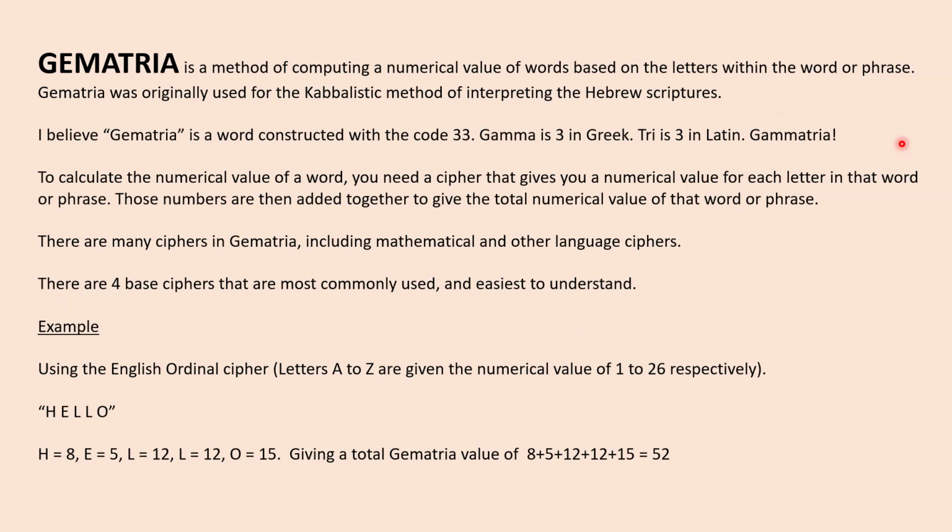So an example, using the English ordinal cipher, the easiest, letters A to Z are given the numerical value of 1 to 26 respectively. So if we take the word hello, H is the 8th letter, value 8, E 5, L 12, another L for 12, O 15, giving a total gematria value of 52. You see there 8 plus 5 plus 12 plus 12 and 15, 52.